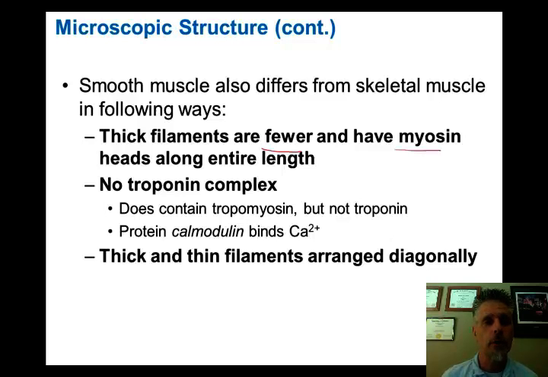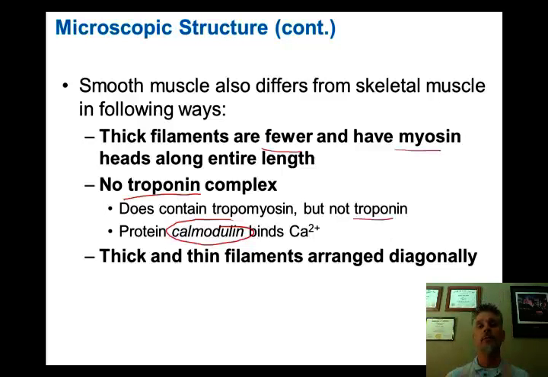Now there's no troponin complex. Now what does that mean to us, right? What's troponin? Troponin is one of our regulatory proteins. Remember, troponin is what binds with calcium to move tropomyosin out of the way, like the parents moving out of the way, to allow the actin and the myosin to come together. There's no troponin complex. Instead, what we have is calmodulin. So calmodulin is associated with tropomyosin and has a similar job, but it's not troponin.